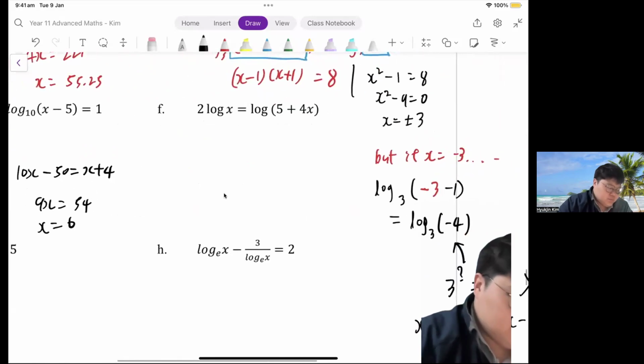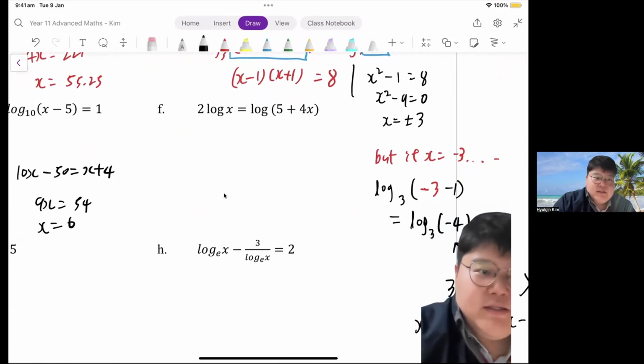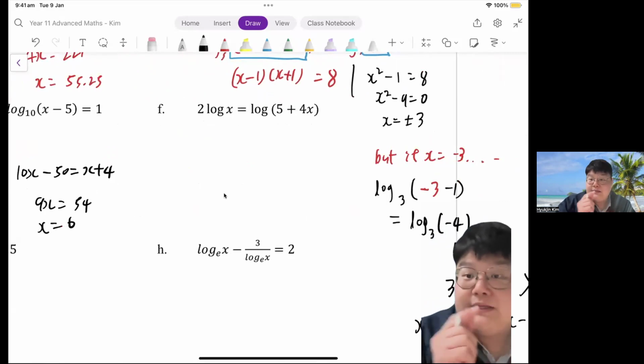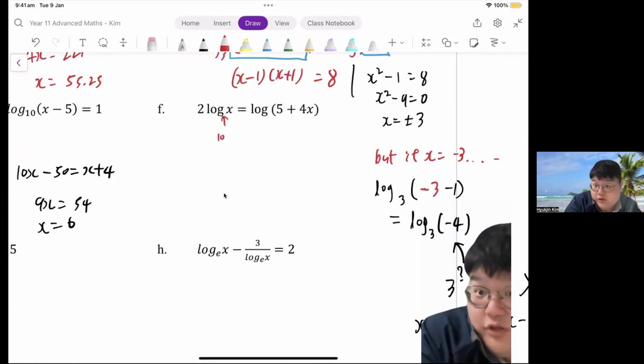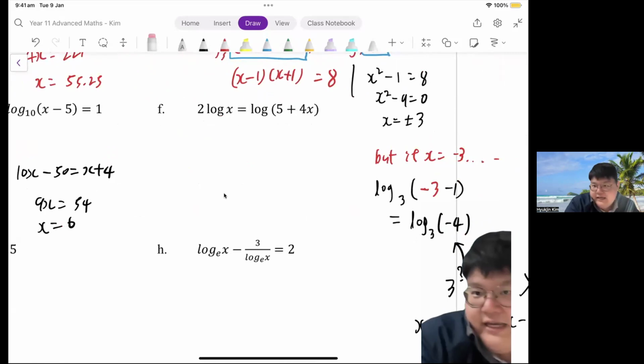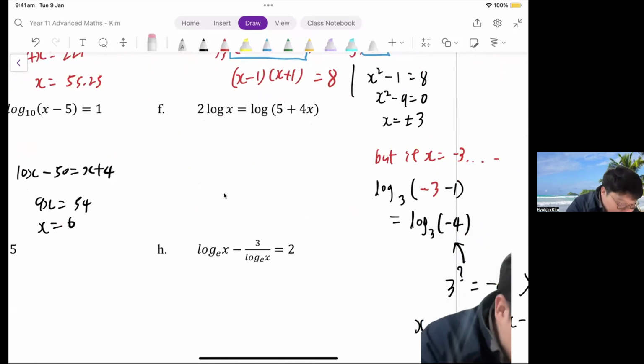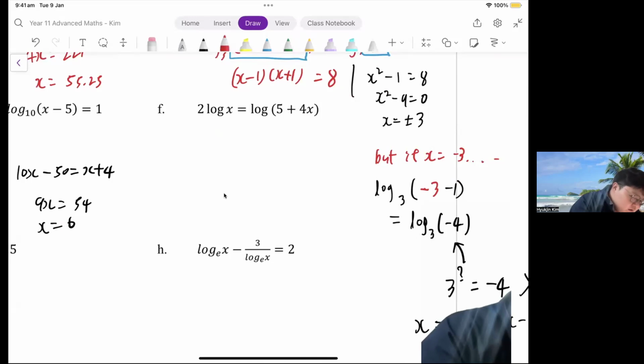Let's have a look at this one. What do we notice about this log? There is no base. The base is not explicitly written down. In this case, we can just assume it's a base of 10, but that's up to you. In this case, it's redundant. We don't have to worry about this right now. So what do we do? Oh, the 2 is getting in the way of me directly comparing these two other terms. So what I'm going to do is say, log x squared, because I can take this up to the power, equals log of 5 plus 4x.